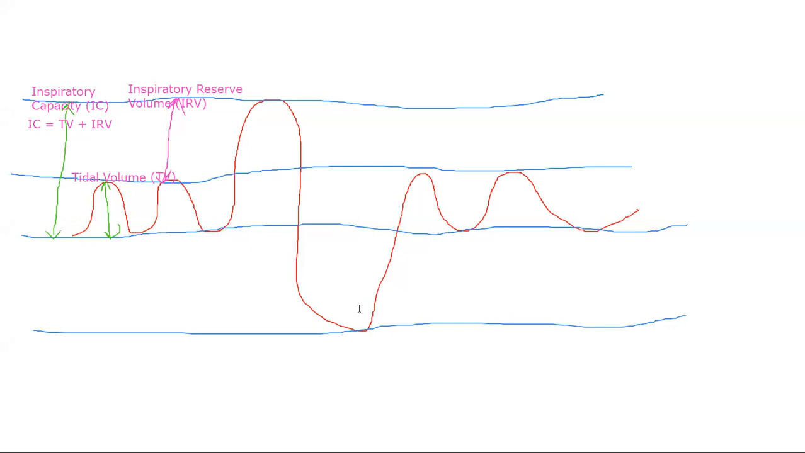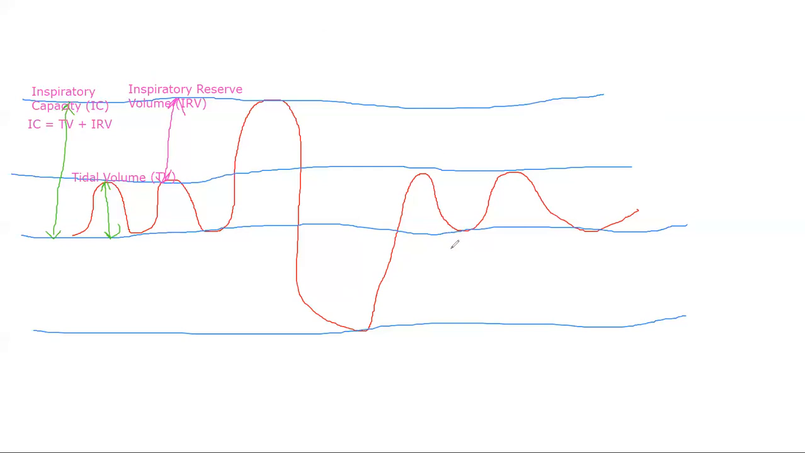Can you repeat the definition for IRV again? Inspiratory reserve volume is the amount of air you could inspire beyond a normal inspiration. Okay, so you can imagine sitting there doing your normal breathing, and then I ask you to take a deep breath. The amount of air you take in maximally is more than the amount of air you take in a normal breath. Okay, so the difference between the two would be your reserve.